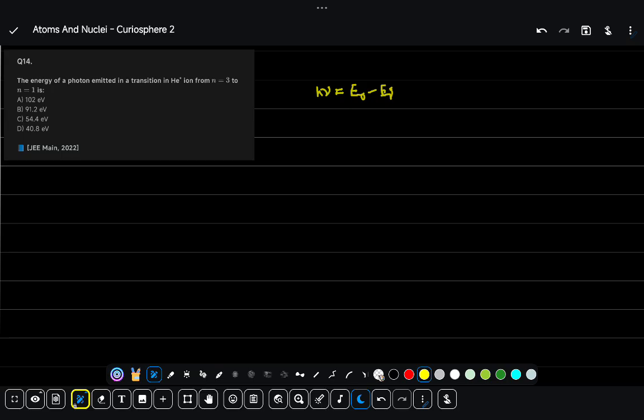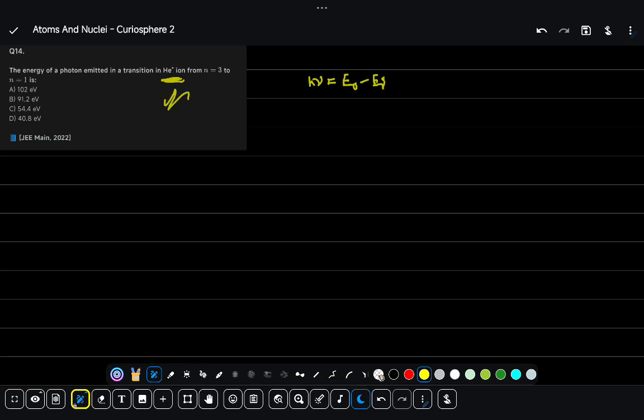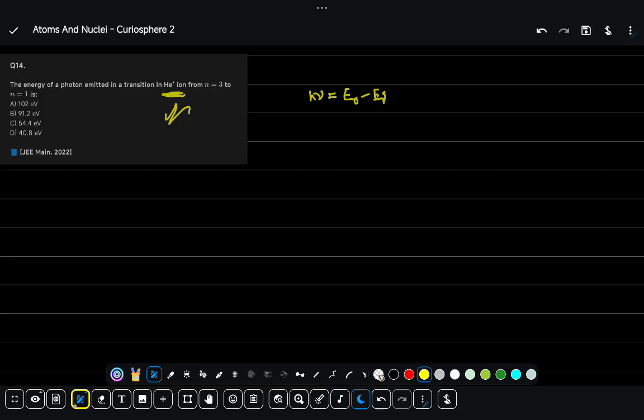Okay, and since it is He plus ion, a hydrogen like ion, we can use Bohr's model. That is no problem in it. The energy of photon emitted in a transition in He plus ion from n equal to 3 to n equal to 1. Okay. Now coming back, let's solve this. Energy of photon, they are not specifically asking frequency, so we just have to replace it by E.